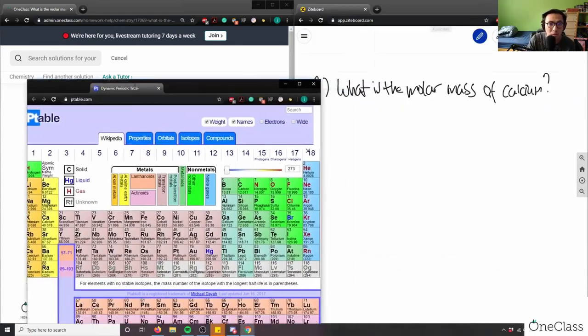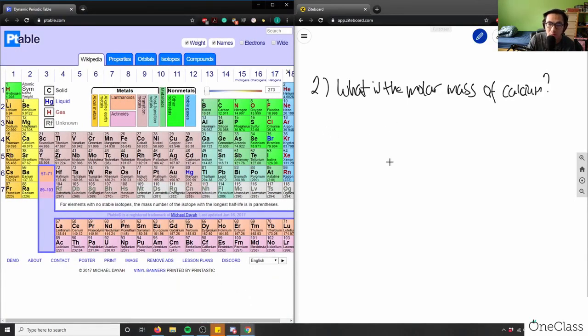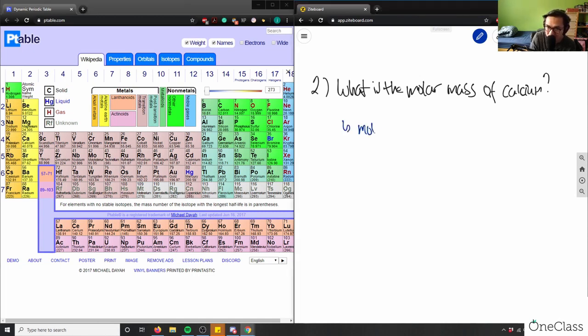So I'm going to shift this back here, and let me know if you find calcium. It says, what is the molar mass? So we have to define what a molar mass is, and where calcium is on the periodic table. Take a moment to think about this. If you're in the chat, feel free to answer this question as well as we look at this problem here.